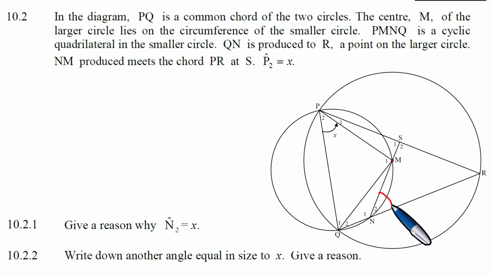We already know that the angle N2 equals x. Write down another angle equal in size to x. Give a reason. The examiner is saying there is another angle that is equal to x. We know this one is x, but N2 is also x. The examiner is saying write down another angle equal in size to x. Give a reason. We're not in a hurry. At the moment, you are the only one on the line, so you're very lucky.